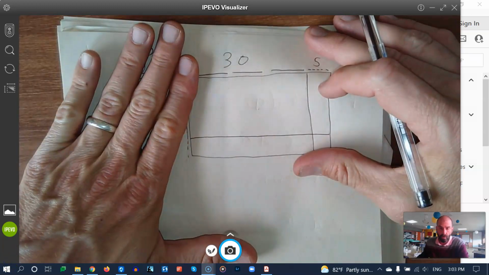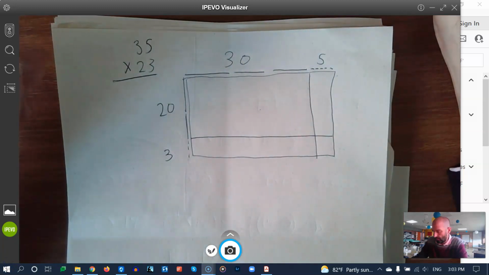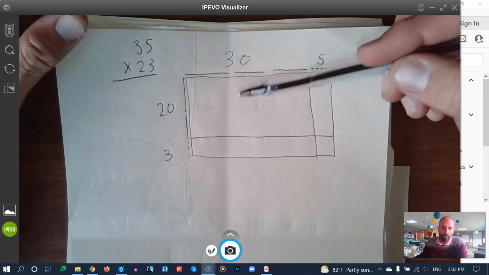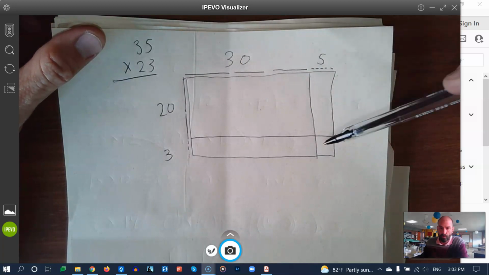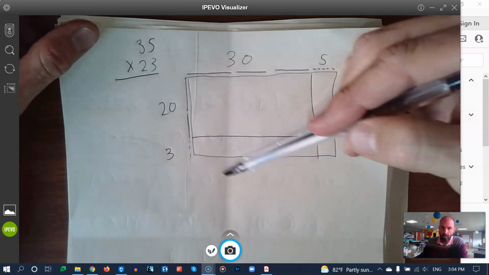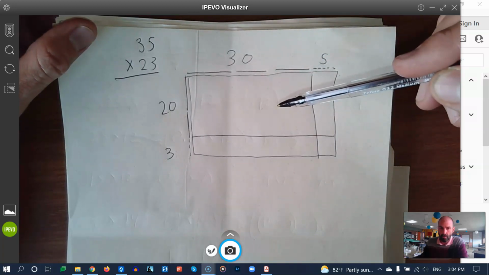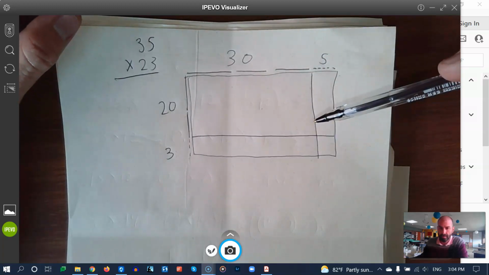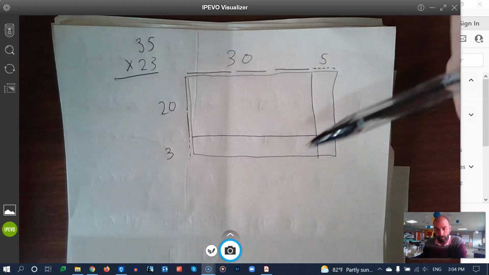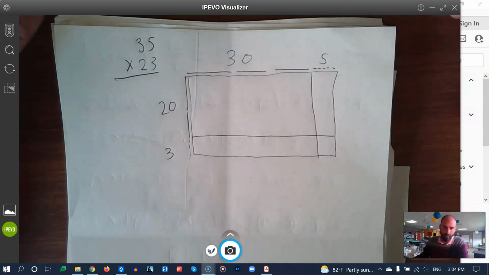All right, so hopefully you've drawn your array. Now I want you to figure out the partial products: how much is the whole area of this rectangle, found by multiplying the products of these 4 smaller spaces and then adding them together. Go ahead and pause the video and then unpause it to see how it went.